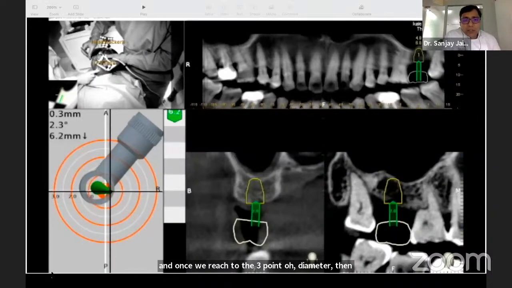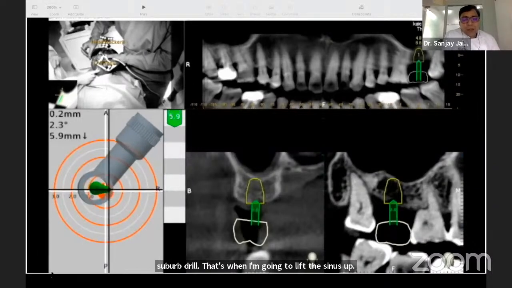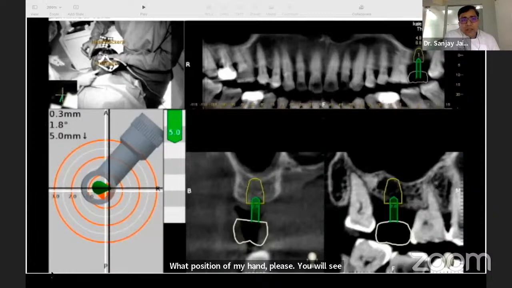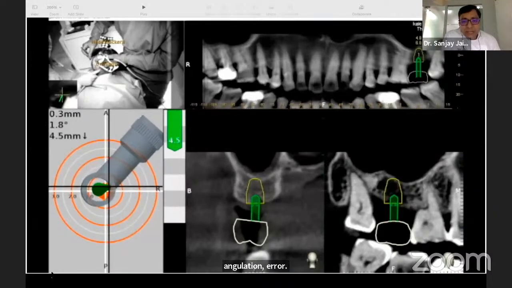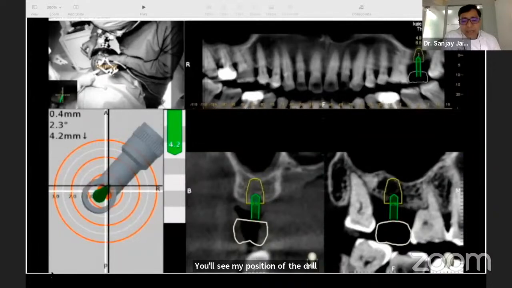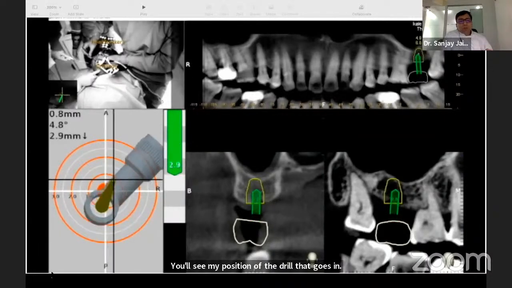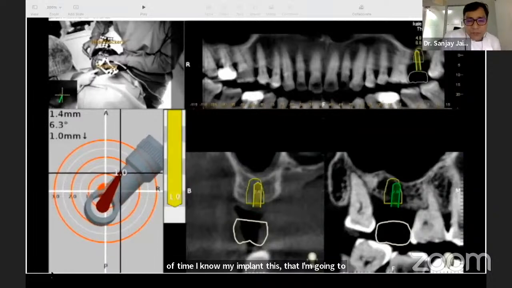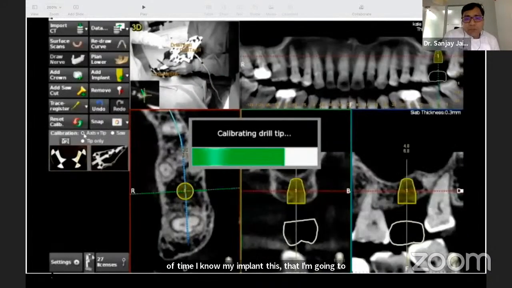Please have a look on the left side and you will see the position of my handpiece. You will see my angulation error. You will see the position of the drill that goes in, and it shows with the crown in place. So at any given point of time, I know my implant, the one that I'm going to place in the patient's mouth, is going to be prosthetic driven.